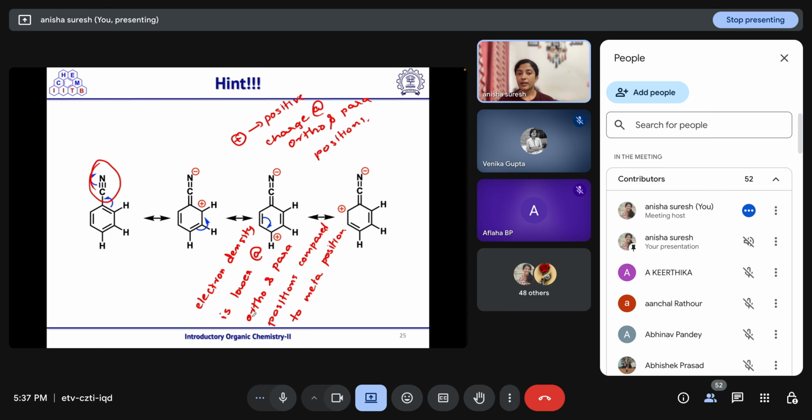Okay, so what is the result? Because of this reason, chemical shift at ortho and para, whatever protons will be present, is more compared to proton present at the meta center. Clear? Yes, ma'am.